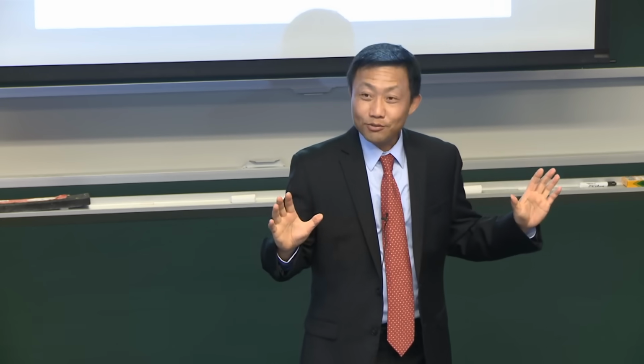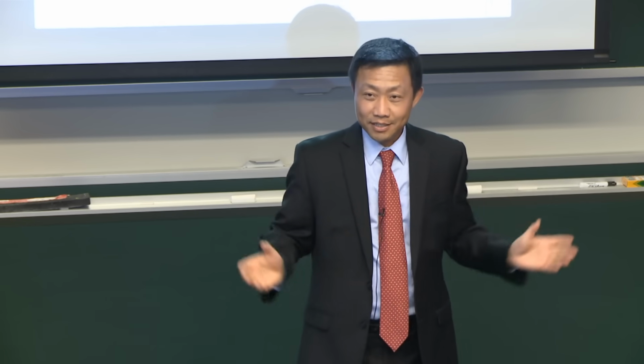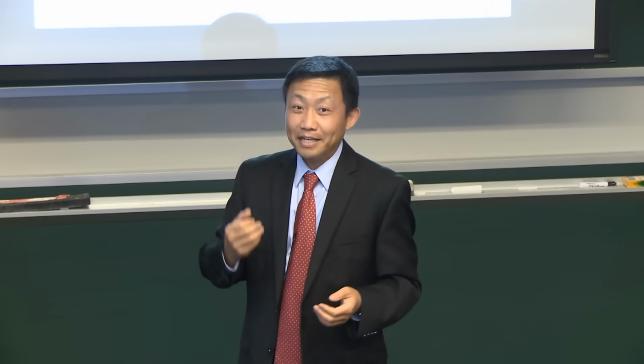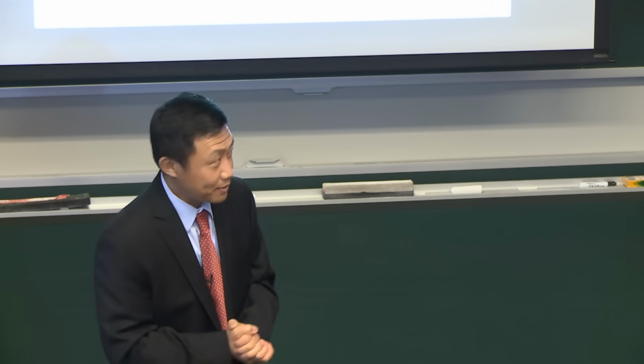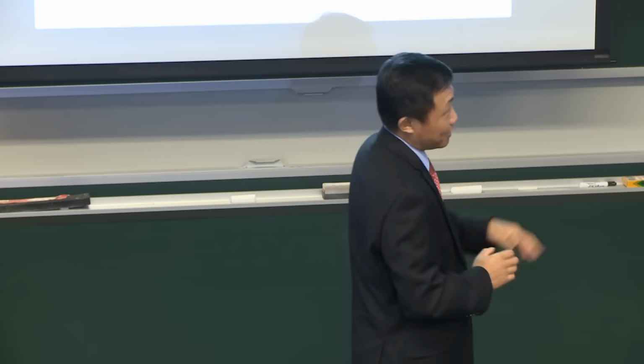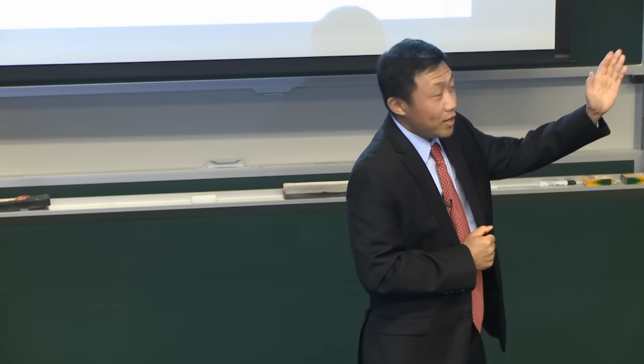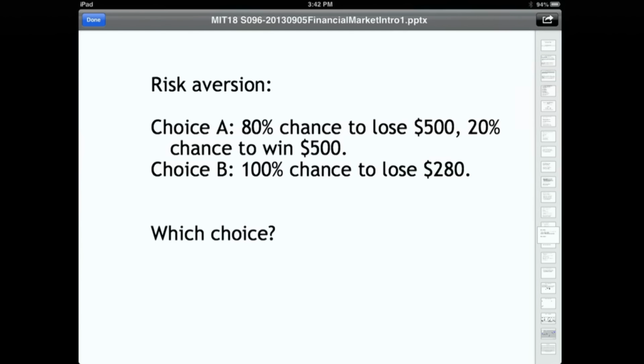I just want to give you, not really to quiz you, just give you a sense of how math, intuition and judgment can come into the same place. So let me first give you an example. I call it risk aversion. You are facing two choices, choice A and choice B. Choice A: you have an 80% chance to lose $500 and a 20% chance to win $500. It's pretty clear, right? That's choice A. Or choice B, you basically just lock in: you have a 100% chance to lose $280.